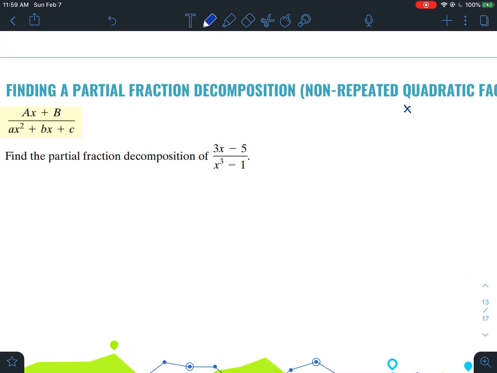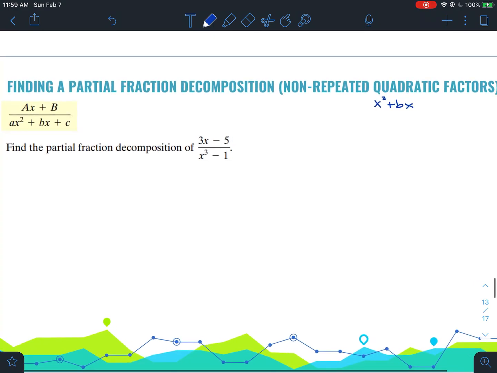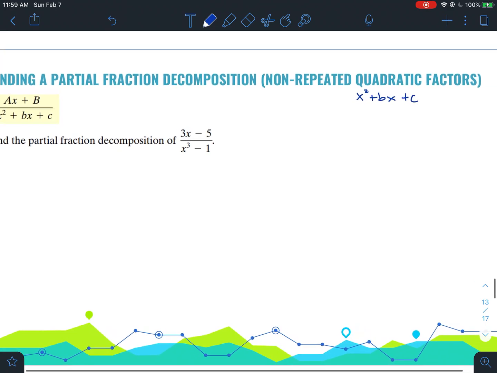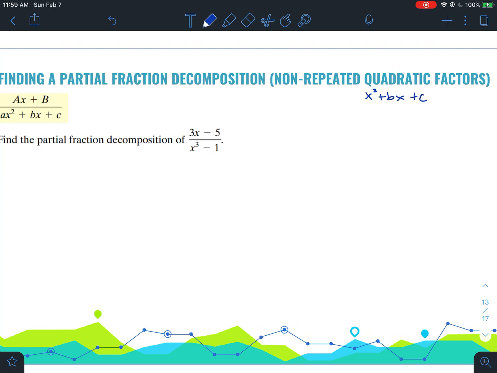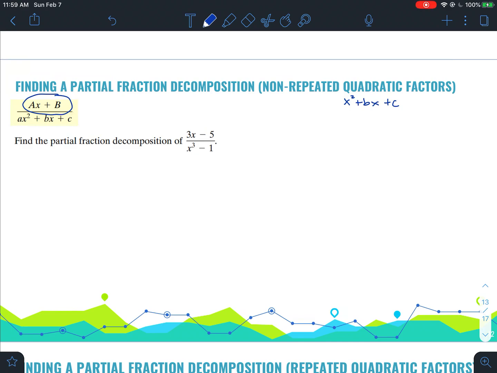All right. What if your factors aren't linear? If you have a quadratic factor, so not just an x squared, but an x squared plus bx plus c factor, then in your numerator, instead of just having A, you'll have Ax plus B as your numerator. So if I factor this, notice I have a difference of cubes on the bottom. So I would have x minus 1, and then x squared plus x plus 1. Those would be my 2 factors.